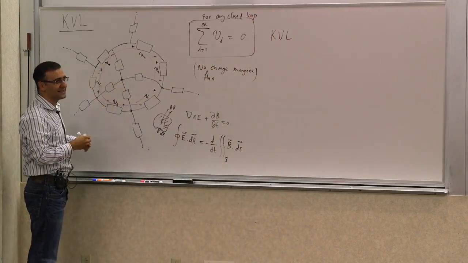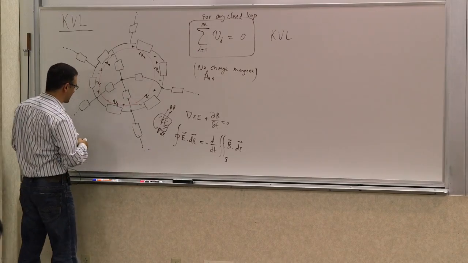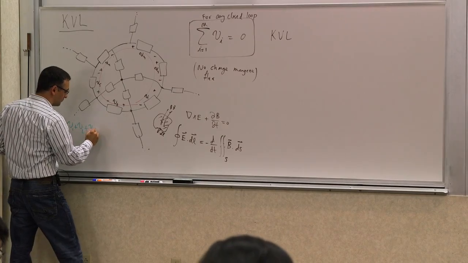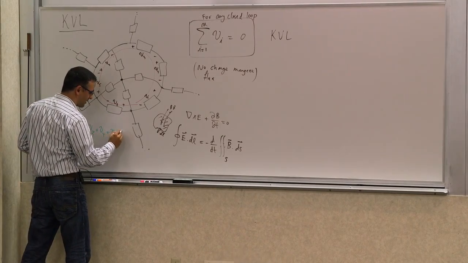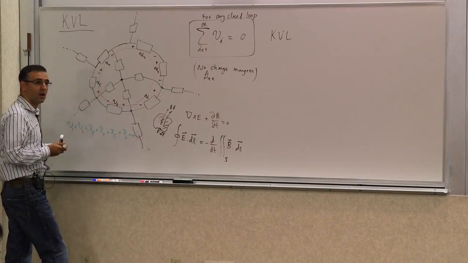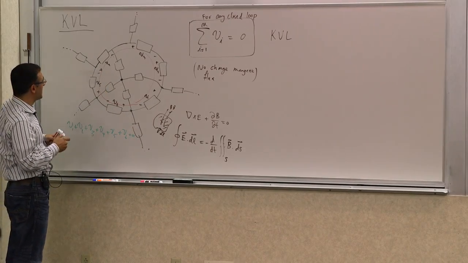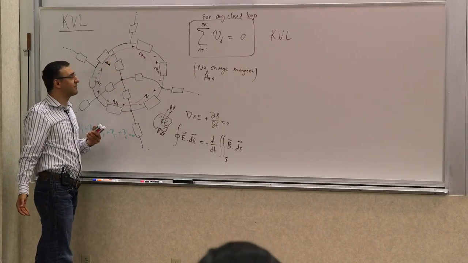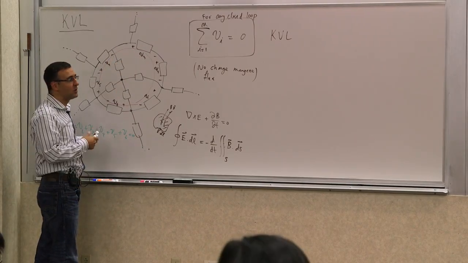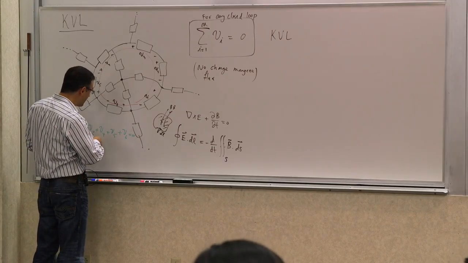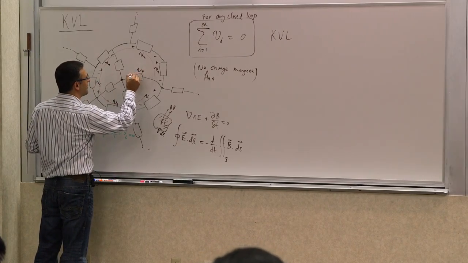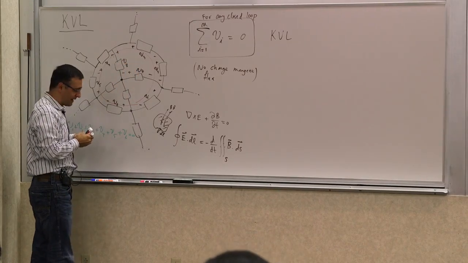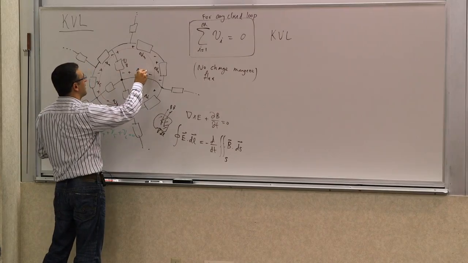Now, let me ask you, so in this example, let's write this sum. This sum in this example is V1 plus V2 plus V3 plus V4 plus V5 plus V6, right? Now, but I defined these polarities to be this way. But you don't have that luxury all the time, right? So let's say I had defined other polarities here. So let's say V7 here is like this and V8 is like this. And let's say I pick a different loop. I pick this loop.